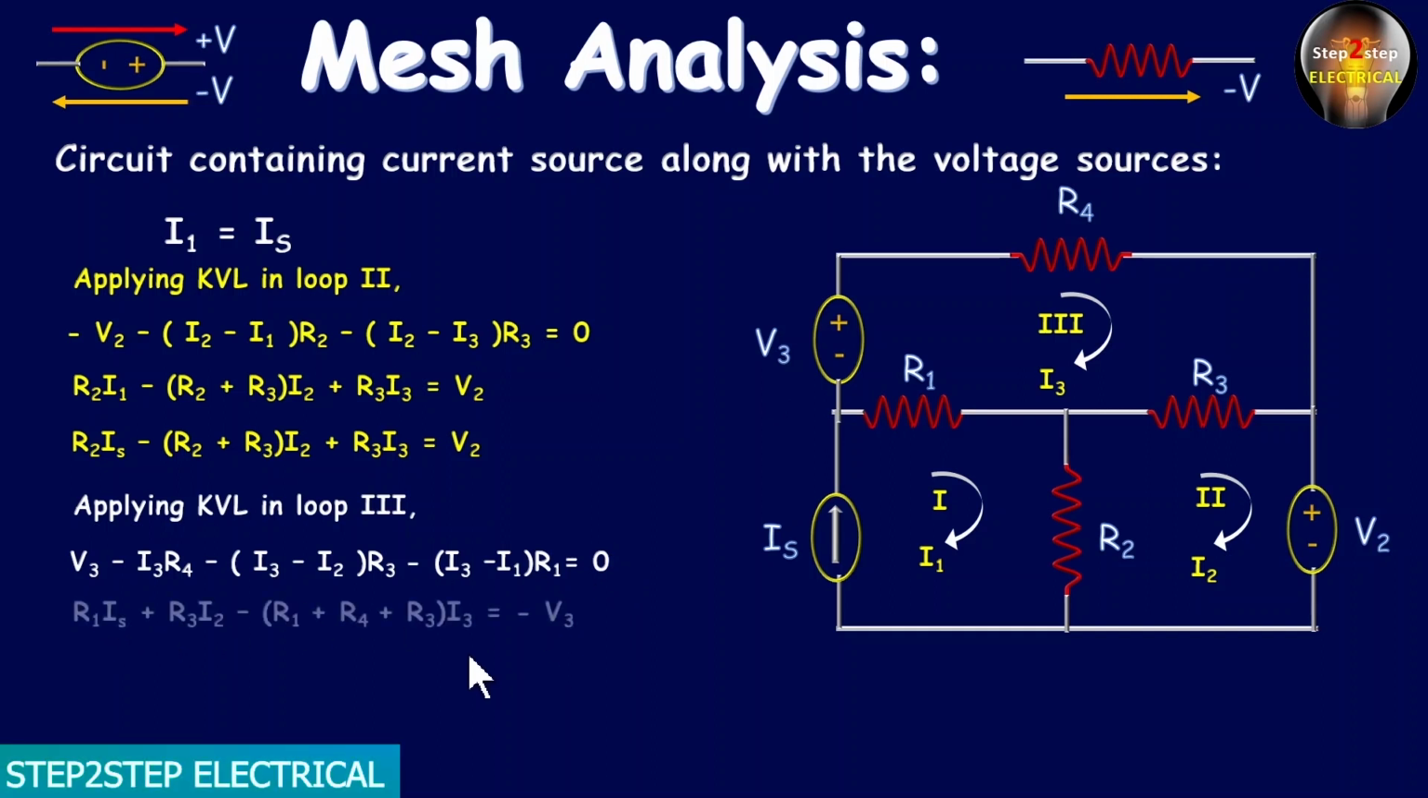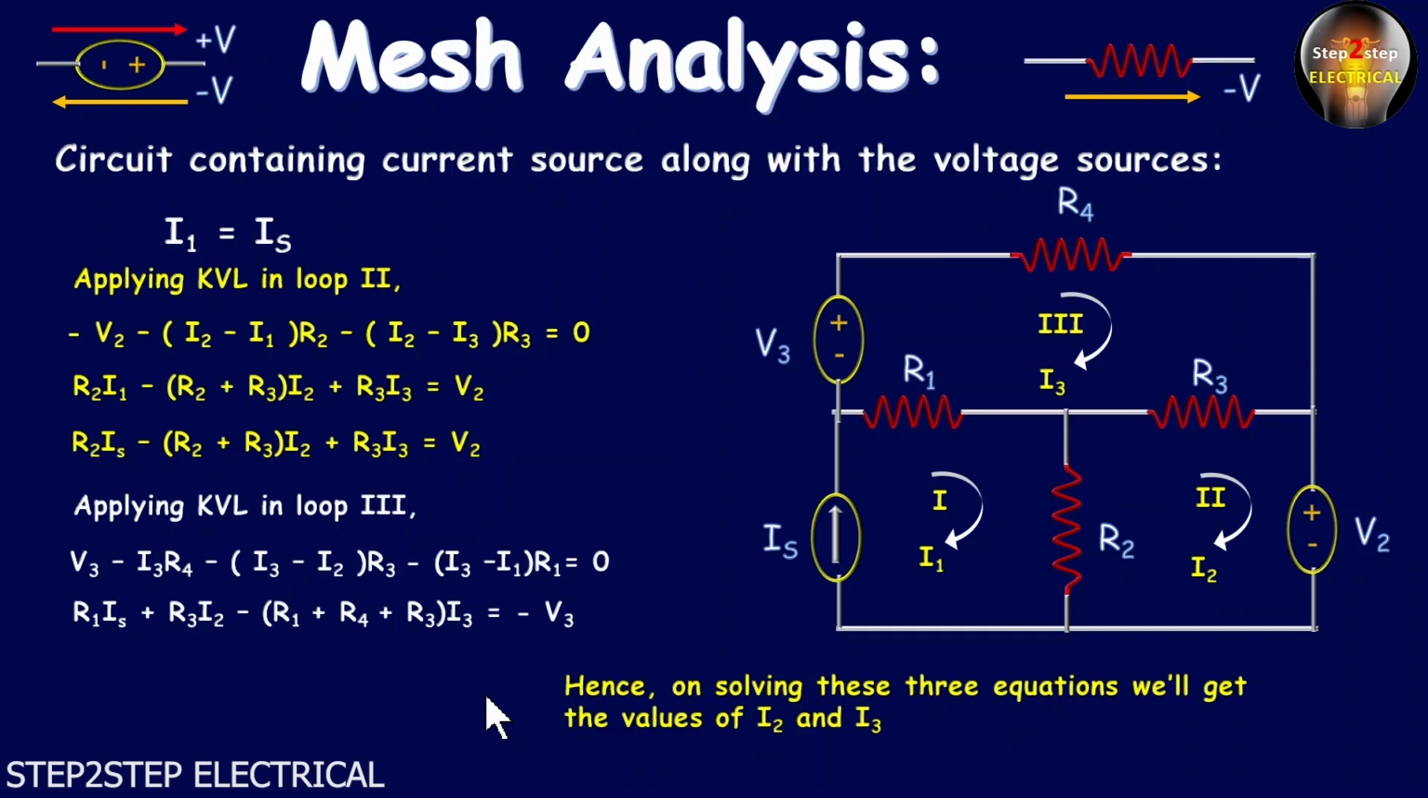On simplifying, we can write R1 into Is plus R3 into I2 minus (R1 plus R4 plus R3) into I3 is equal to minus V3. We have just replaced the value of I1 by Is. So this is the second equation. Now on solving these two equations, we can get the values of I2 and I3. Okay, so this is all about the general analysis of type 2 circuit.